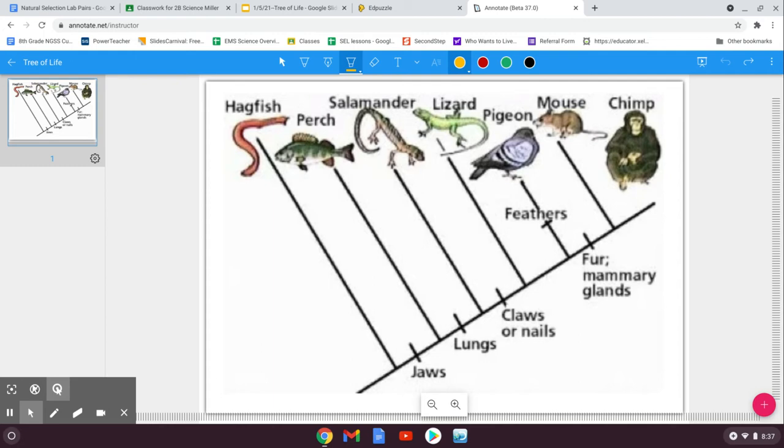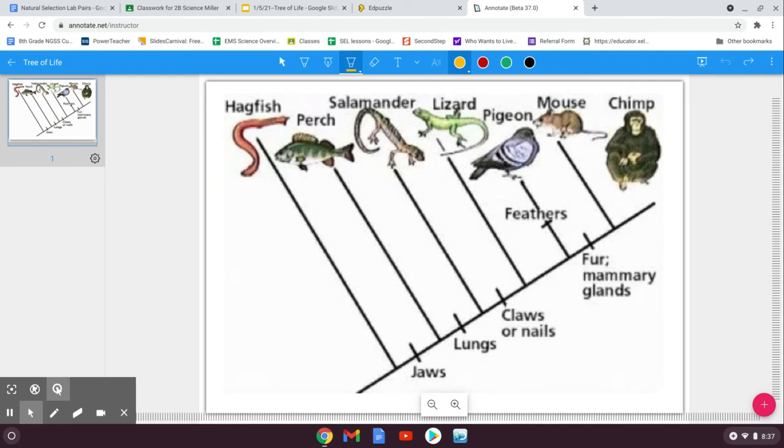All right, so the closer that the animals are together, like the chimp and the mouse versus the chimp and the hagfish, shows how much closer they are related. So the vicinity on the tree, close to each other, shows relatedness. But also these characteristics down here are going to show what they have in common as evidence of them being related. So let's try this.